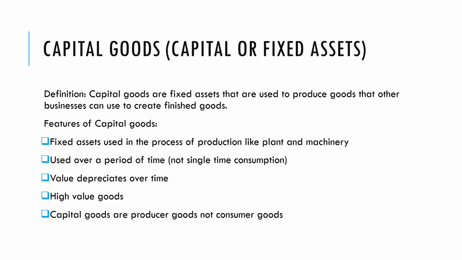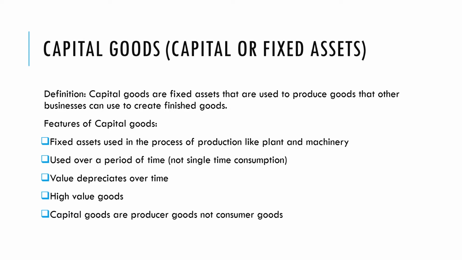Capital goods. Capital goods are also called capital or fixed assets. By definition, capital goods are fixed assets that are produced for use by businesses to create finished goods. This means these goods are used as producer goods and not as consumer goods. They are high in value. They include fixed assets like plant and machinery. They are used over a period of time and are not meant for single-time consumption. Their value depreciates over time.